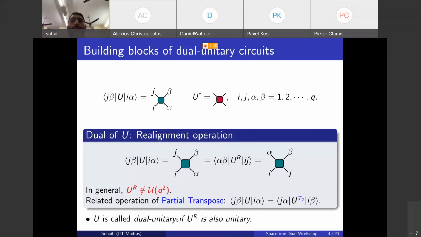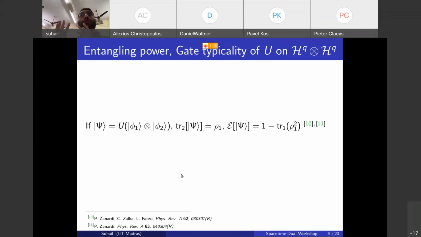And U is called a dual unitary if U_R is also unitary. So U is called dual unitary if it remains unitary in the temporal direction and also along the spatial direction. These are the building blocks of the solvable models of quantum chaos. Since we are going to see the role of entanglement measures, these local unitary invariants and all, in fact, Carol did a very nice job yesterday by introducing all these measures.